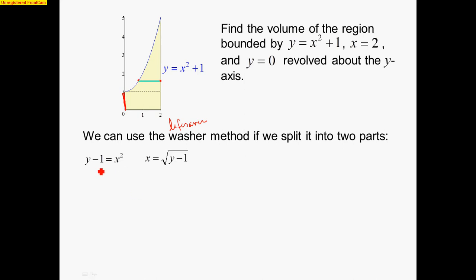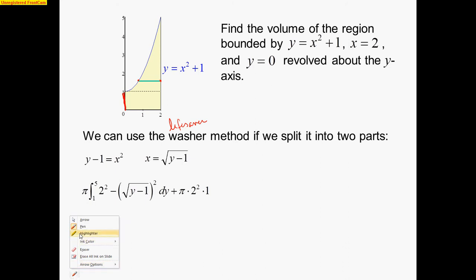I had the function y is equal to x squared plus 1, so I'm in the process then of getting x by itself. I don't need the plus minus here because I am just in the first quadrant. And then I set up, notice all my y values. Since I'm slicing onto the y-axis, I've got dy, which means the functions I have are in terms of y, and my limits of integration are y values.